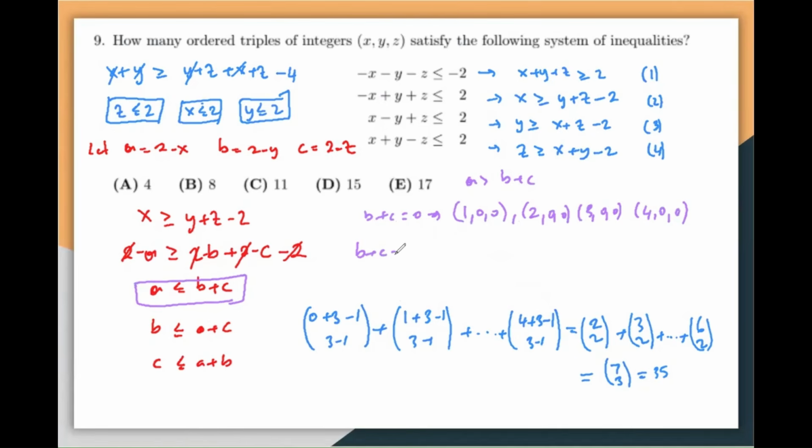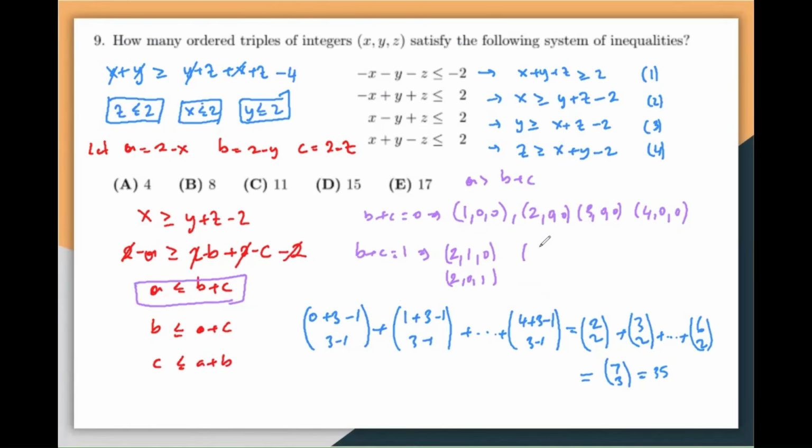But if b plus c is equal to 1, then a has to be more than that, which means it should be 2, and then b plus c is 1, so you can have 2, 0, 1, or 2, 1, 0. And you can do this like 2, 0, 1 as well.